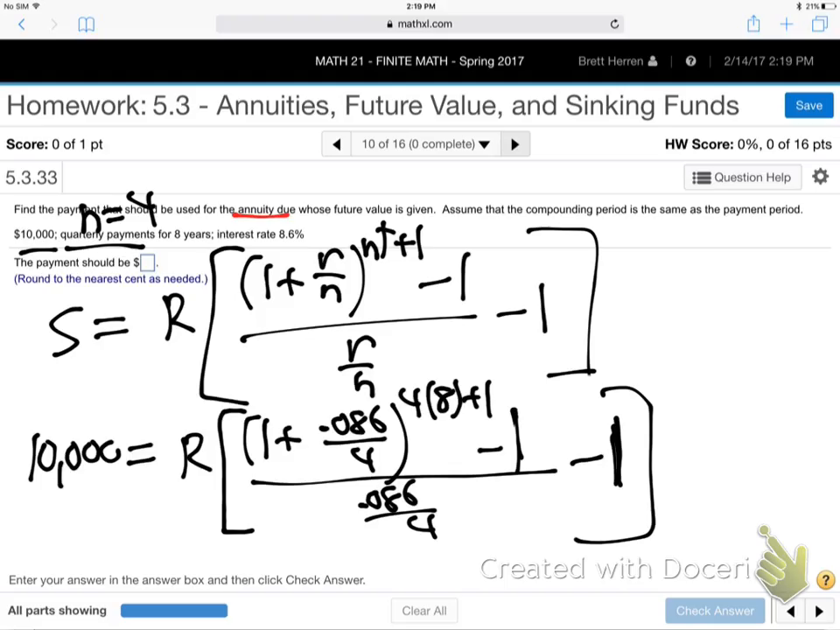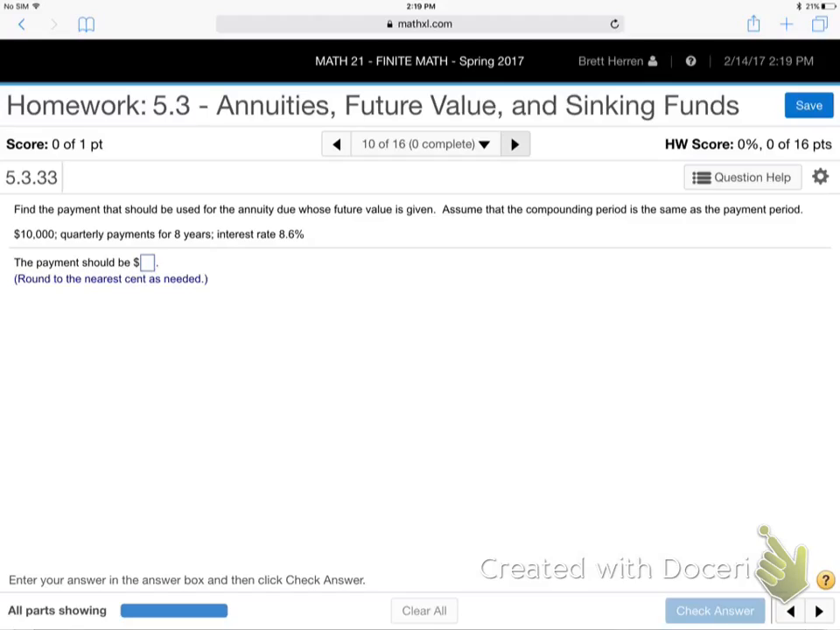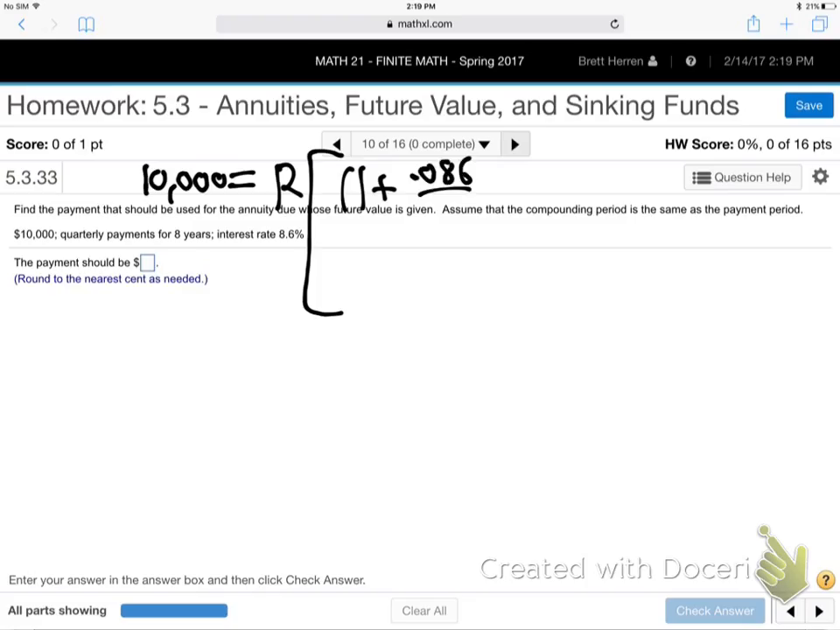These are a mess. Bring it over here with a fresh screen. Okay, so we have 10,000 equal to R times 1 plus 0.086 over N. Oh, no, we know what N is. N is 4, right? Quarterly payments. How many? 8 years.